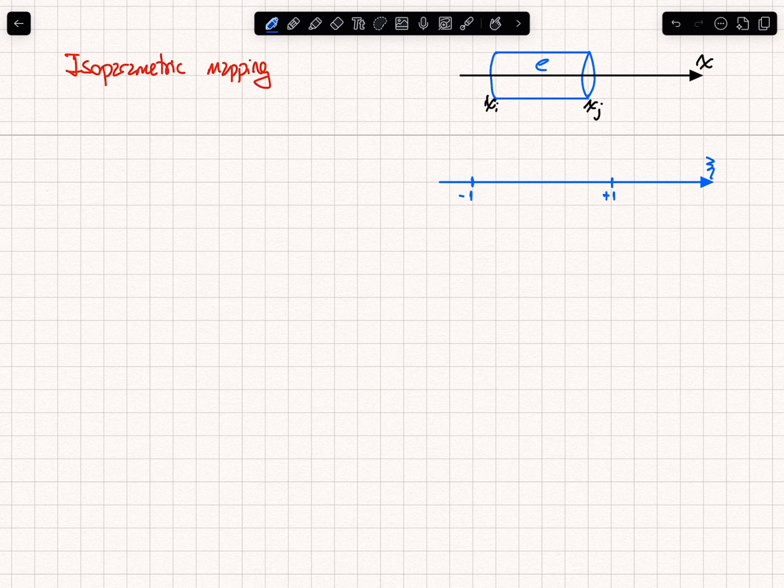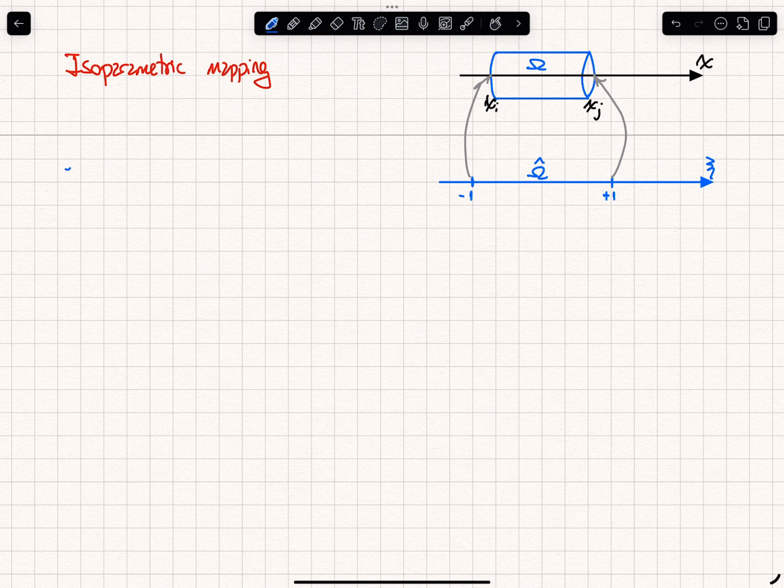Let's just call this omega hat for the purpose of this. The idea is, if I have some parametrization of the global coordinate, basically, when xi is equal to -1, I'm going to be at xi, and when it's equal to +1, I'm going to be at xj. That's all there is to it.